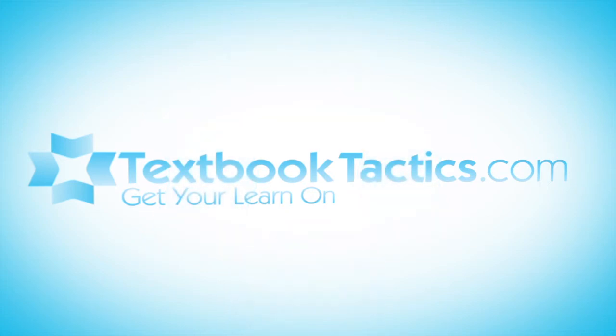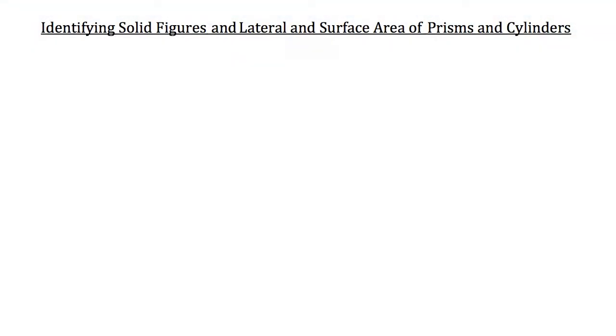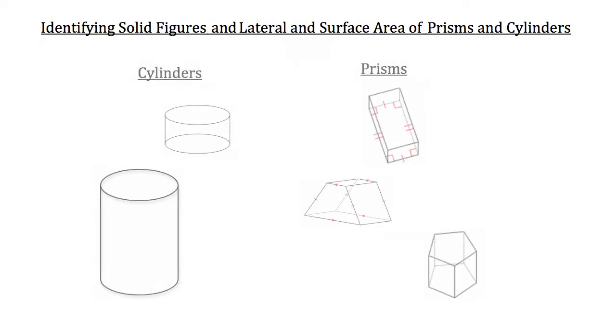This is the tutorial on identifying solid figures and lateral and surface area of prisms and cylinders. Let's begin by identifying what cylinders and prisms are. On the left here are a couple examples of your typical cylinder, and on the right, your typical prism.